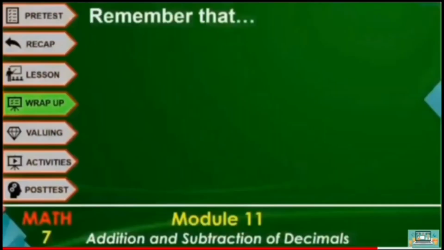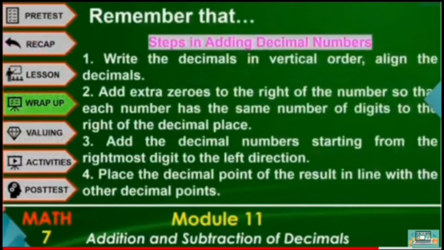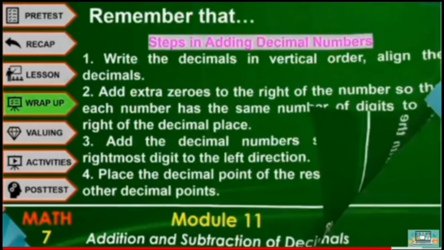Let's have a wrap-up. Always remember that these are the steps in adding decimal numbers. Number 1, write the decimals in vertical order. Align the decimals. Number 2, add extra zeros to the right of the number so that each number has the same number of digits to the right of the decimal place. Number 3, add the decimal numbers starting from the rightmost digit to the left direction. And number 4, place the decimal point of the result in line with the other decimal point.